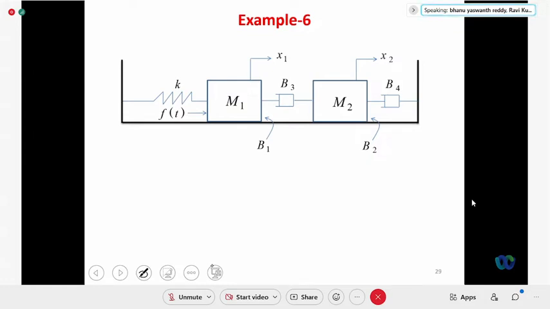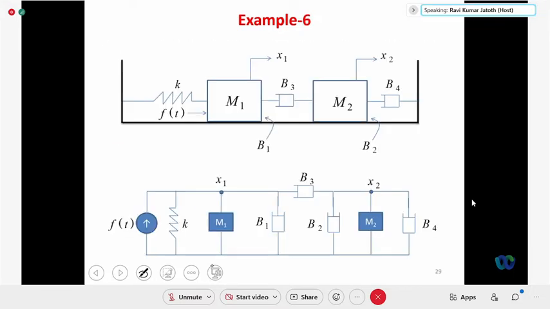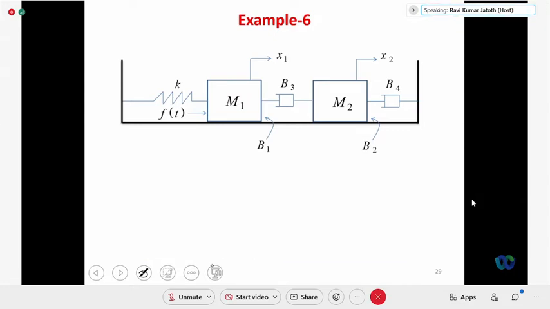We have to draw the free body diagram and indicate the forces acting on the body. And then we have to obtain the transfer function. I think you can take a screenshot of the same example and then try to develop it. If it is all right for you, then I will go ahead. Or otherwise, we will be solving it. Your wish.